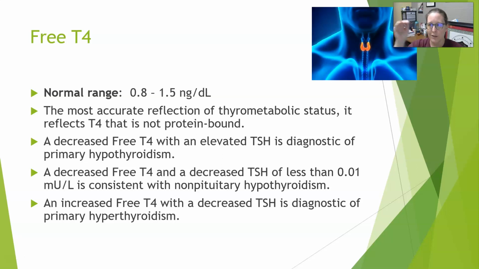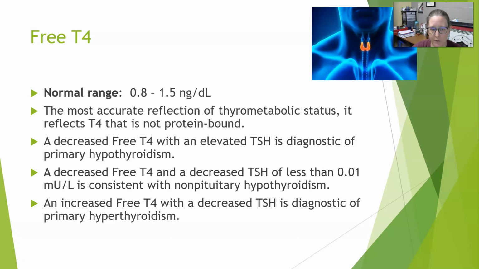Primary means that the dysfunction is at the thyroid gland itself. So if you have a lot of TSH and not a lot of free T4, or even not a lot of total T4, it means the pituitary keeps signaling to the thyroid to make thyroid hormone, but the thyroid is not able to do so. And so the dysfunction is at the thyroid, and that's why it would be primary hypothyroidism.